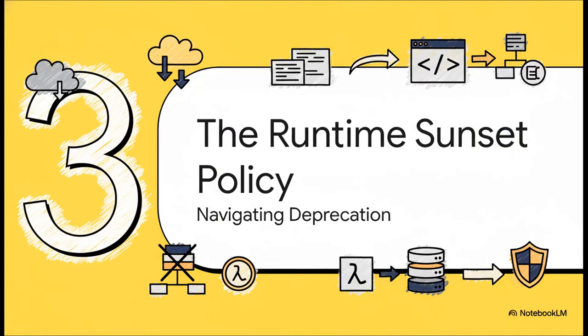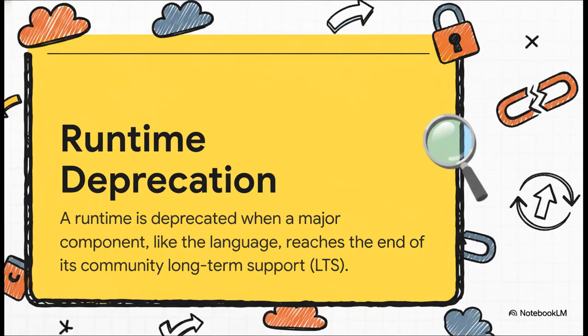Okay, let's tackle a subject that can give developers a little bit of anxiety. What happens when a runtime you're using gets old and is about to be retired? The good news is AWS has a super clear, super predictable policy for this. No surprises. First off, this isn't random. A runtime gets deprecated when the language version or the operating system it's based on reaches its own end of life from the open source community. So once, say, a version of Python stops getting security updates from the Python community, AWS will then deprecate the matching Lambda runtime. It just makes sense.